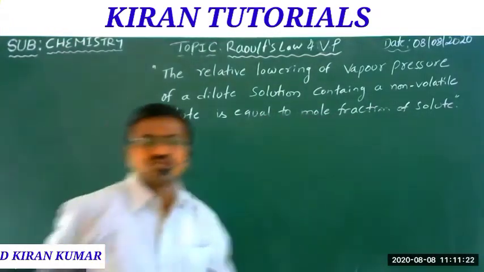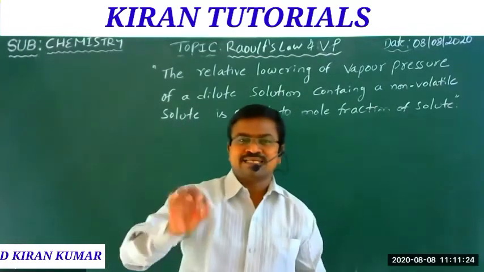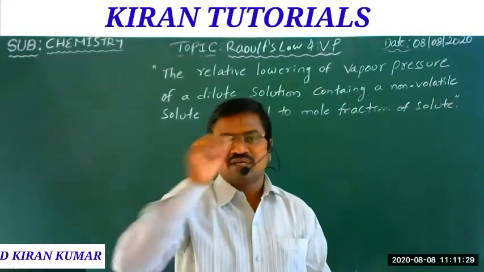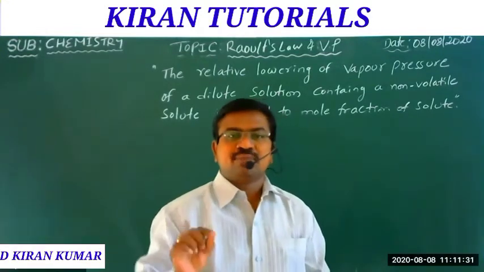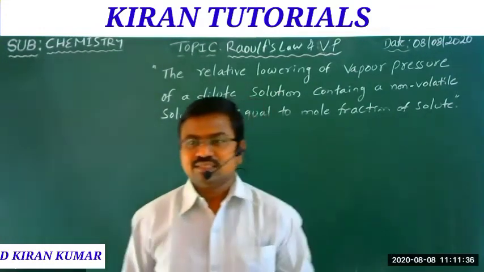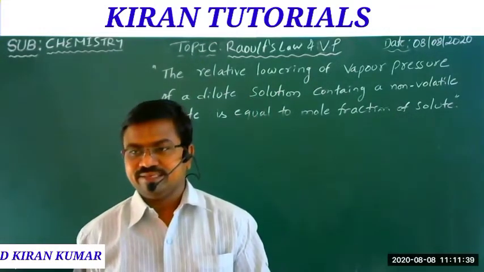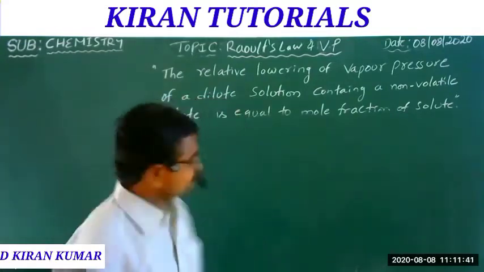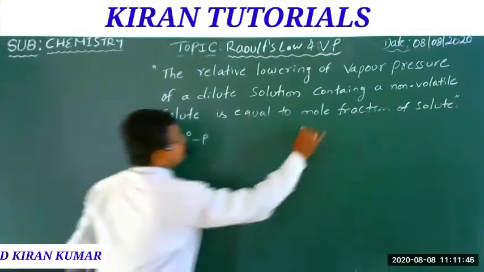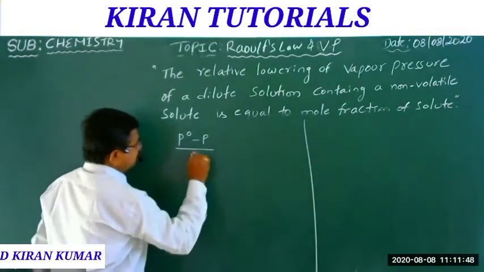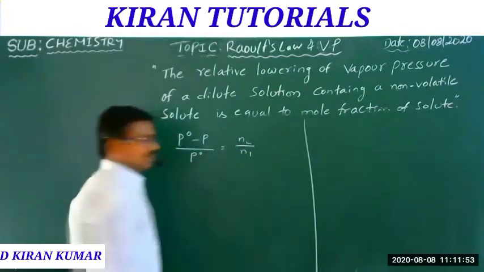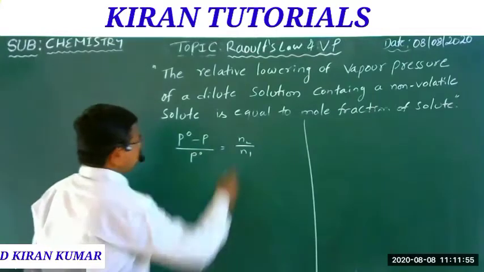What is the mole fraction of solute? The number of moles present in the solute by the total number of moles present in the solution. It means the number of moles of solute by the number of moles of solute plus the number of moles of solvent. Clear? Then, P naught minus P by P naught is equal to N2 by N1.